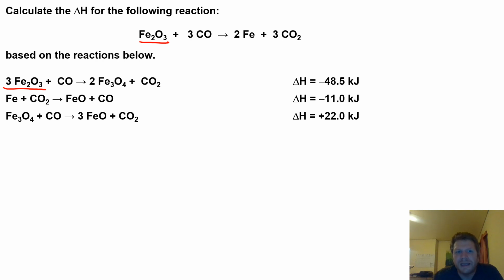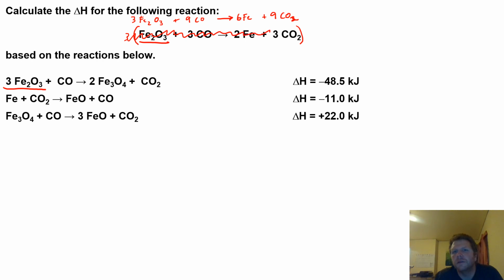What you need to do is get this partial reaction right here, this 3Fe2O3 plus CO yields 2Fe3O4 plus CO2. You need to get your overall reaction to match that. And the way that you do that is by multiplying this overall reaction that you are asked for by 3. So 3Fe2O3 plus 9CO yields 6Fe plus 9CO2.